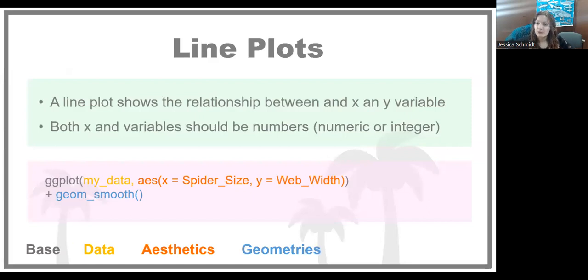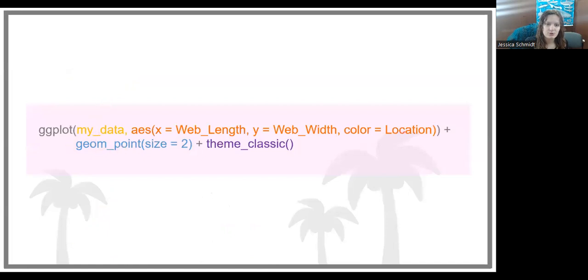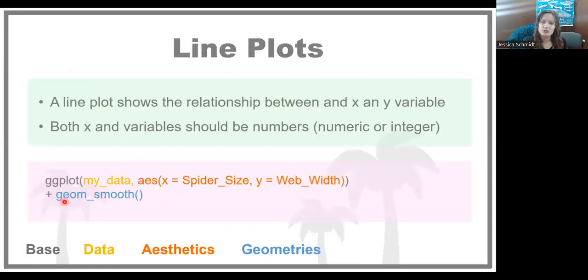Okay, we're moving on here to our line plots. Just like a scatter plot, a line plot is just showing the relationship between an X and Y variable where they're both numbers. But instead of geom point, we're using geom smooth. Okay, so just a slight difference, geom point to geom smooth, but it should give us a very, very similar type of figure.